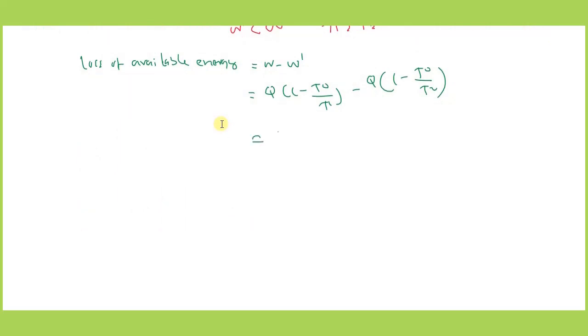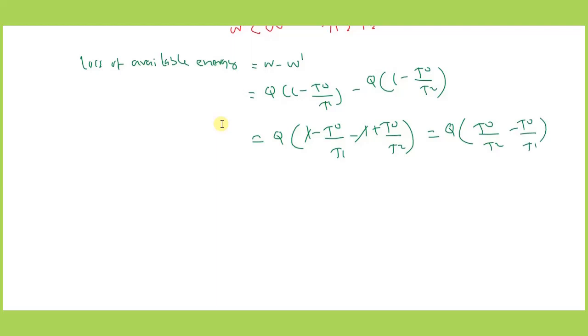So if I take Q common, then this will be 1 minus T0 by T1 minus 1 plus T0 by T2. So minus 1 and plus 1 cancel. Then this will be Q into T0 by T2 minus T0 by T1. Let us rewrite this equation by taking T0 out: Q by T2 minus Q by T1, and Q by T2 is S2. So T0 into S2 minus S1. S2 minus S1 is the gain in entropy. So this is net gain in entropy.